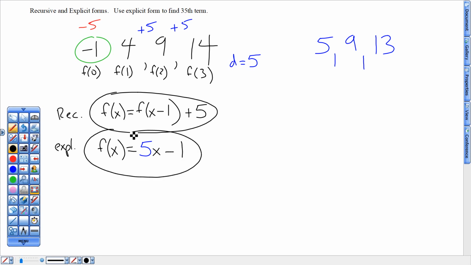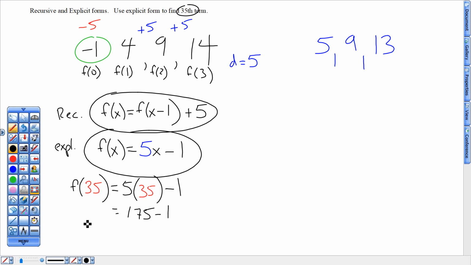For this one, we want you to find the 35th term. So we're going to use explicit. We're going to take that equation and plug in 35 where there's an x. So I got my 5 right here. I'm going to plug in my 35 right here. Going to times 35 times 5 and subtract that from 1. That gives me 175.